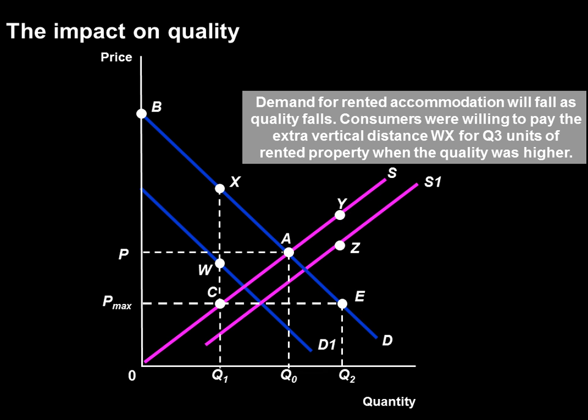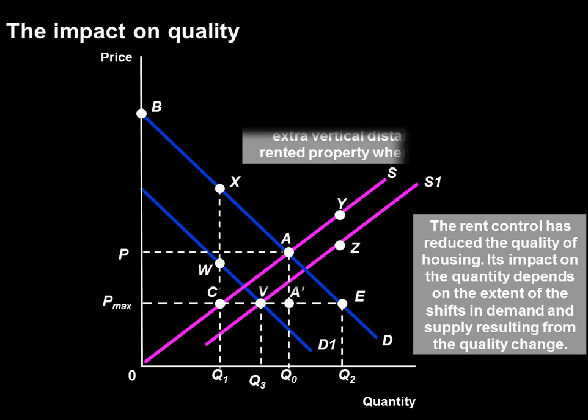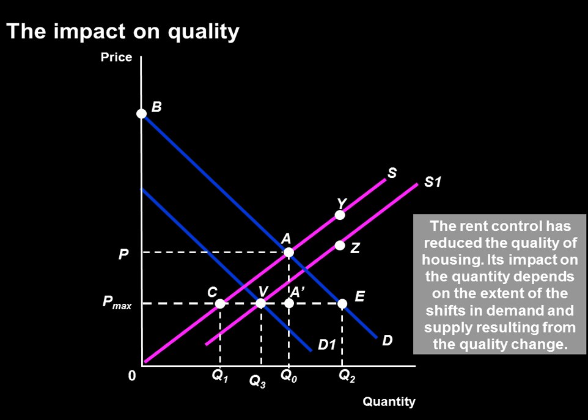And in effect, what's happening is that there is now a lower value placed on the rented accommodation. So, for example, in demanding a quantity like Q1, originally consumers were going to be willing to pay a price like X, but now they're only willing to pay a price like W because the quality of the accommodation has fallen. So we're getting both effects on the supply side and on the demand side. Consumers are reacting to the poorer quality accommodation on offer from landlords. The rent control then has reduced the quality of rented accommodation available.